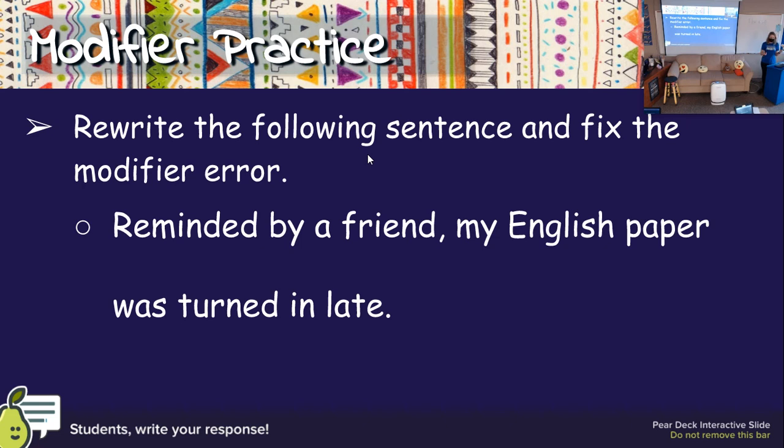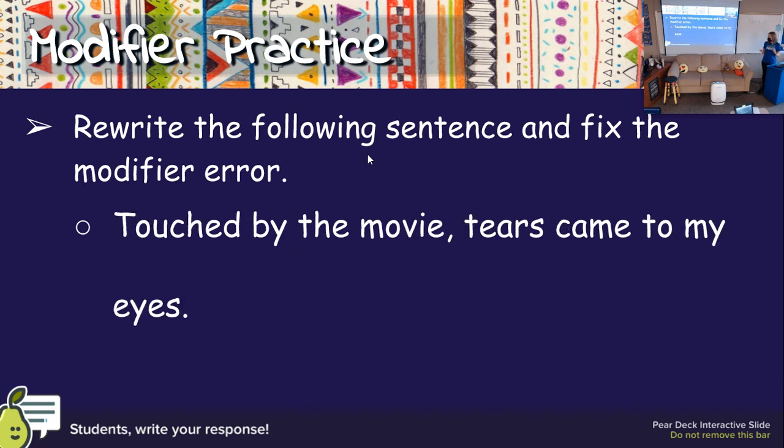Let's try another one, okay? Try this one. See if you guys can fix this dangling modifier. I'm telling you right after that what it is.